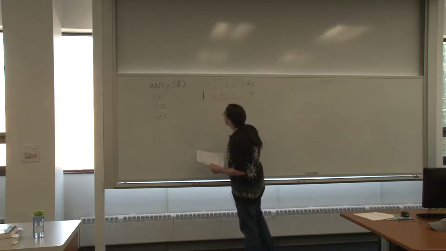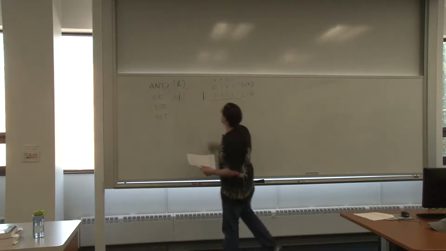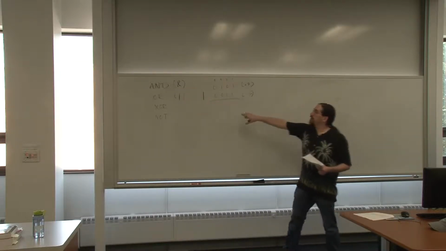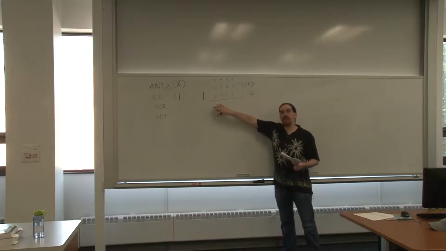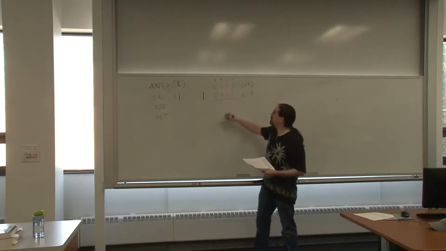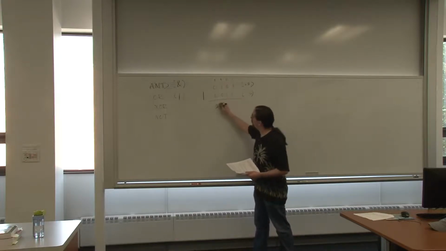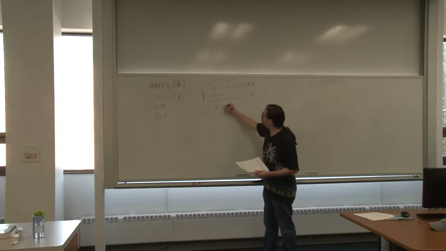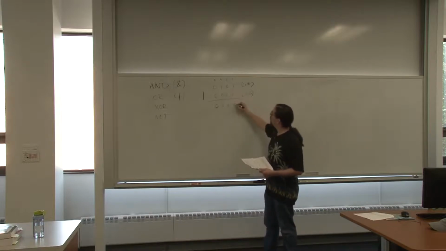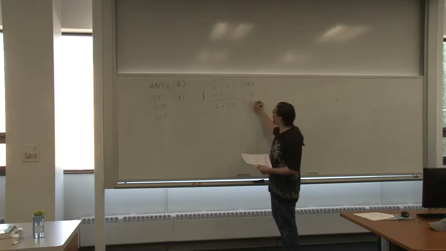OR is usually notated by a vertical pipe. And with OR, the bit is on in the output if it is on in at least one of the inputs. So here it's not on in either input, we get a 0. Here it's on in at least one, so we get a 1, and a 1, and a 1. So 5 OR 3, we get 7.